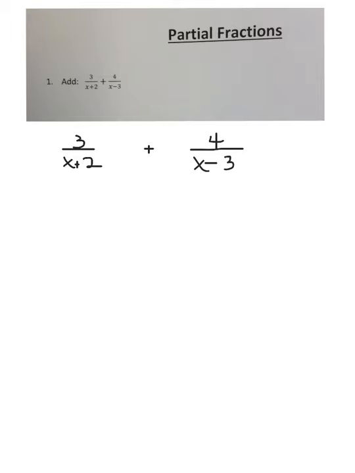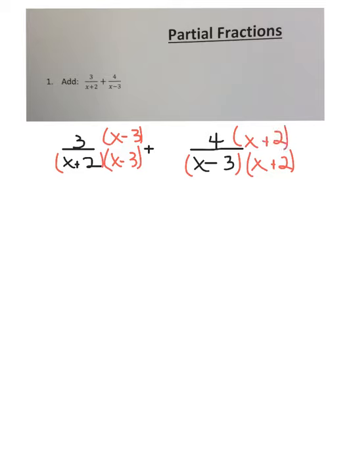Okay, so if you remember from Algebra 2 last year, when you're adding fractions, you need a common denominator. So we're going to take this denominator, and we're going to multiply it by x minus 3. What we do to the bottom, we have to do to the top. And we do the same thing over here. So this fraction, we need an x plus 2 to get a common denominator. And what you do to the bottom, you have to do to the top.